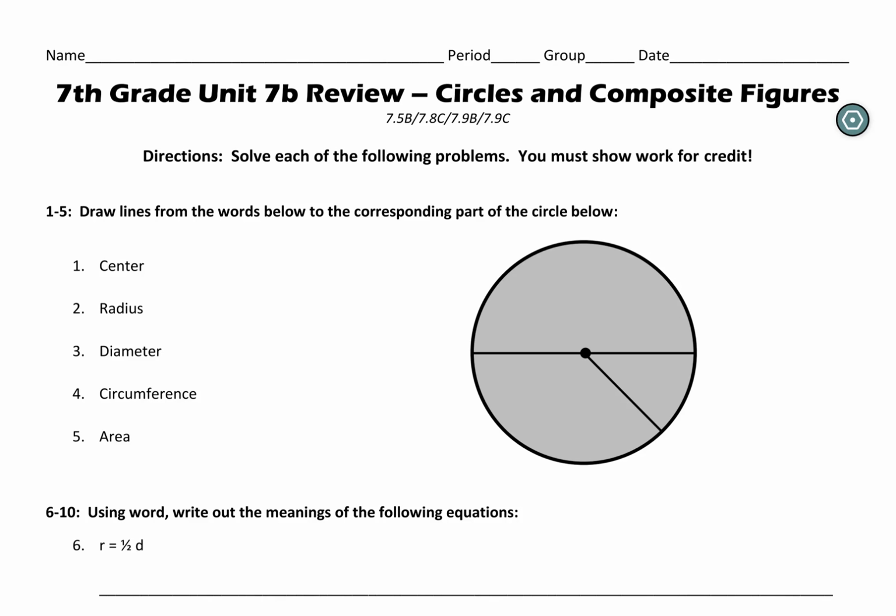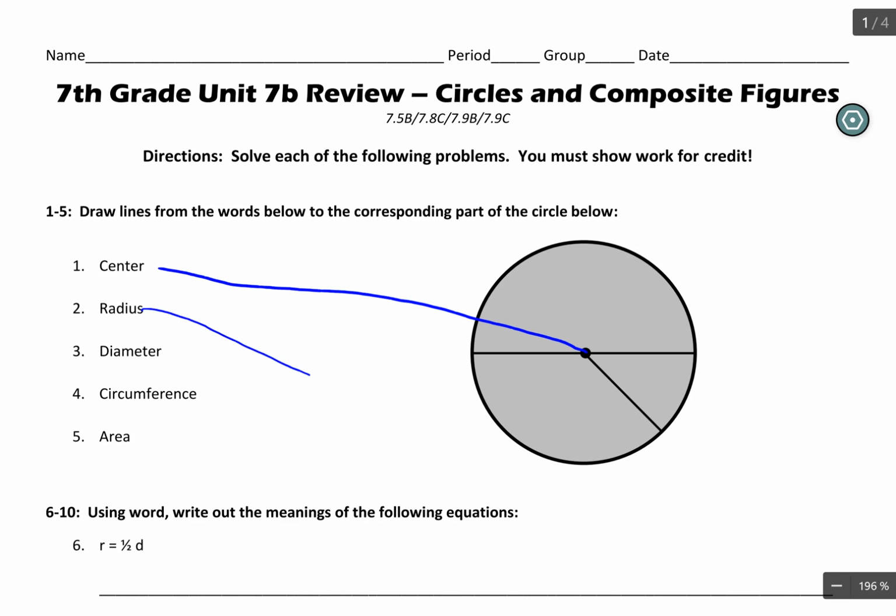All right, so this is the seventh grade Unit 7B test review for circles and composite figures. So, questions number 1 through 5 says we need to draw a line from the words to the corresponding part of the circle. And so, we have the center of the circle. We know the center of the circle is this dot here in the middle.